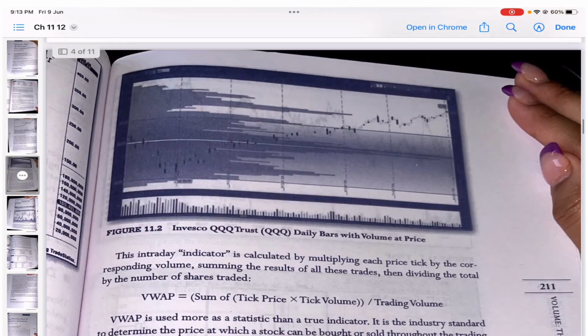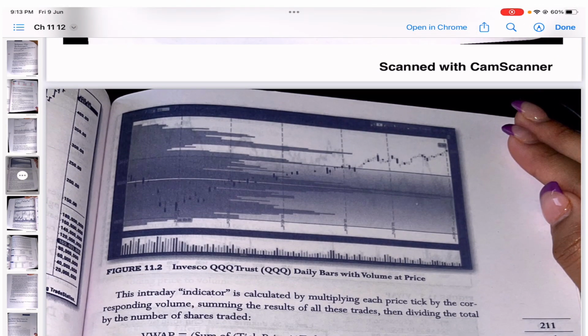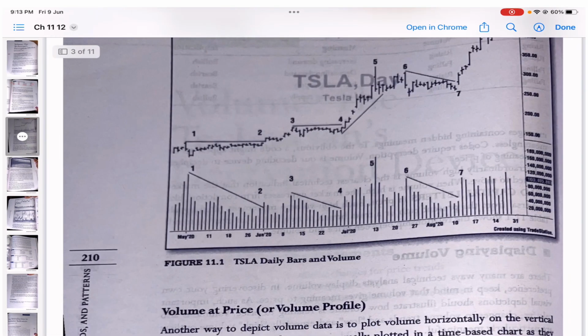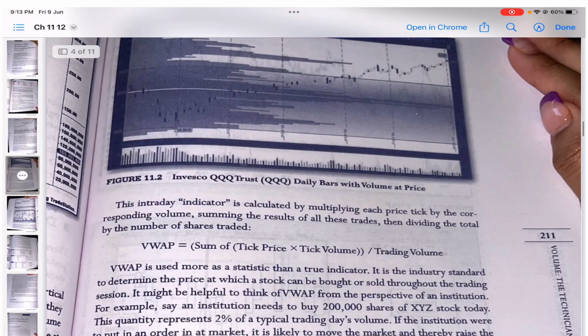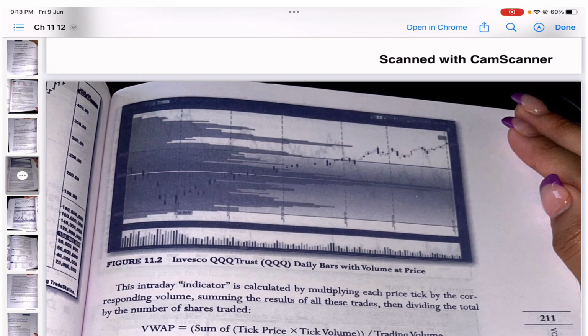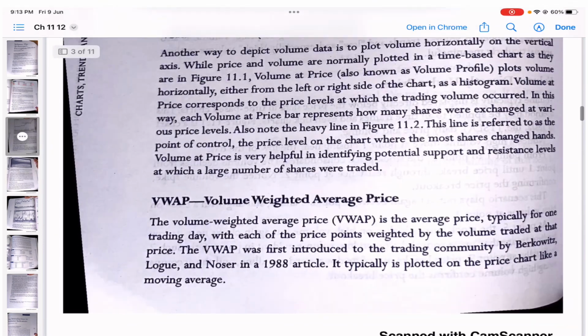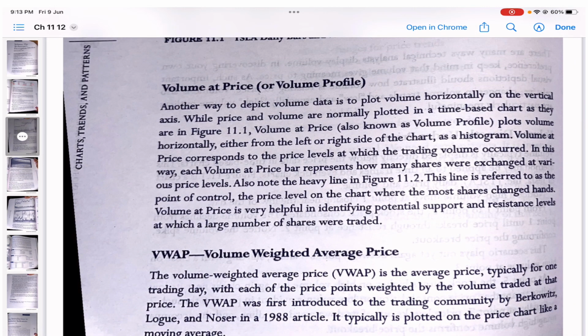Let me show you figure 11.2. Okay, so if you look at this figure, look at this figure where the volume is plotted horizontally. Volume at price. Can you see that? This is your price and your volume is also depicted on the same chart. So this is basically known as volume at price, which means that price and volume both are depicted on the same graph. Earlier what we saw was volume depicted below, right? So what is volume profile? Volume profile is always volume at price.